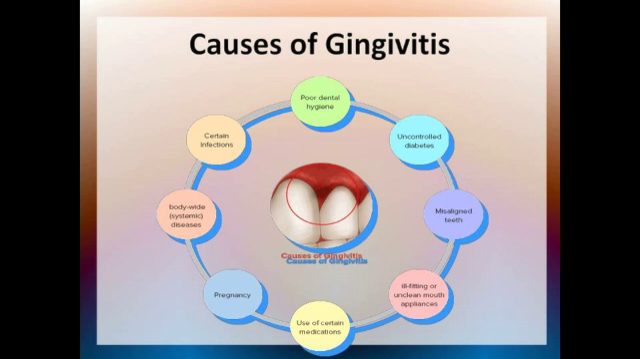Causes of gingivitis are poor oral hygiene, uncontrolled diabetes. There are certain infections, malaligned teeth, some systemic diseases, pregnancy, use of certain medications and some oral appliances when the patient is not able to keep them clean. Those are the main causes of gingivitis.